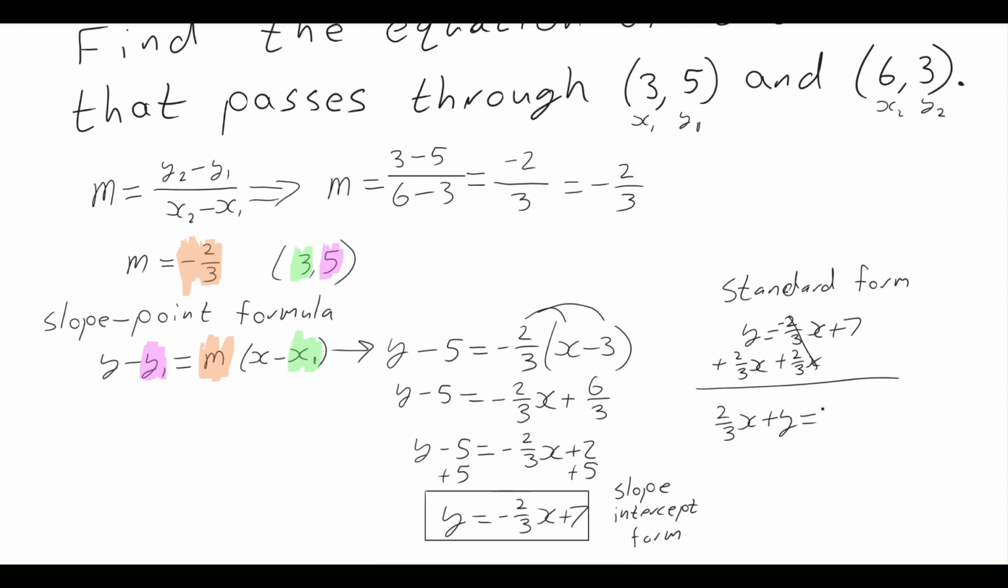And we're going to multiply everything by 3. That will get rid of the fraction. The 3's will cancel on the 2/3. We get 2x plus 3y is equal to 21. And that is the standard form of the equation.